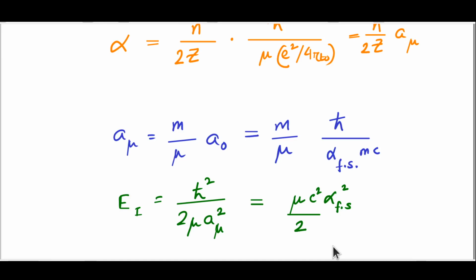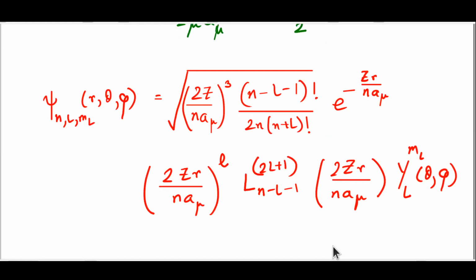So notice that the fine structure constant square essentially tells you how big the ionization energy is compared to the rest energy of the electron. The rest energy of the electron, of course, is mc square rather than mu c square, but the two are very close to each other. So this essentially tells you once again that the amount of energy you would need to ionize an electron is roughly 1/20,000 of its rest energy.